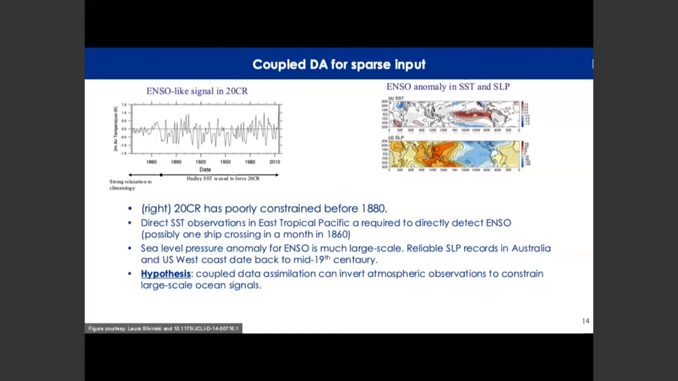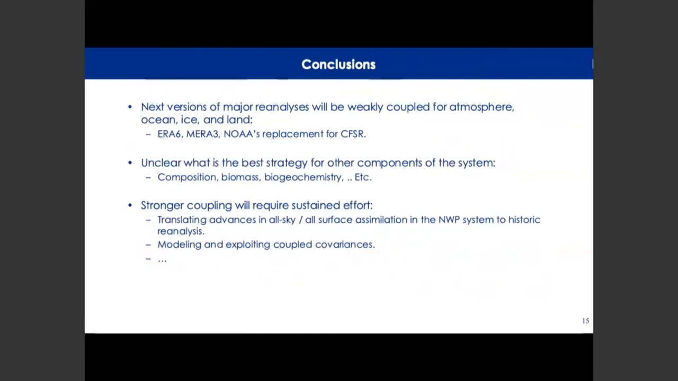However, if you look at the sea level pressure signal, you see a very large dipole. You can extrapolate it, but you see a very large dipole between places around Australia and places like the US West Coast. And there are reliable surface pressure records going deep into the 19th century that observe sea level pressure in Australia and on the US West Coast. So the hypothesis is that if you combine simulation of SST, ship track records, and sea level pressure from the early 19th century, you'll be able to reconstruct ENSO much better than the existing process of relying on ship track records alone.